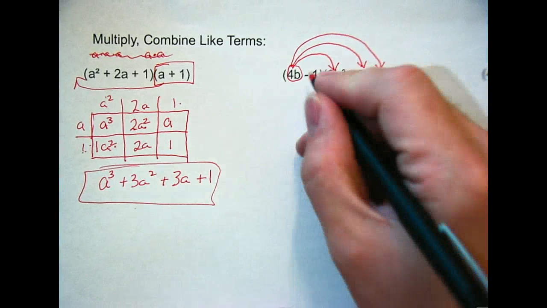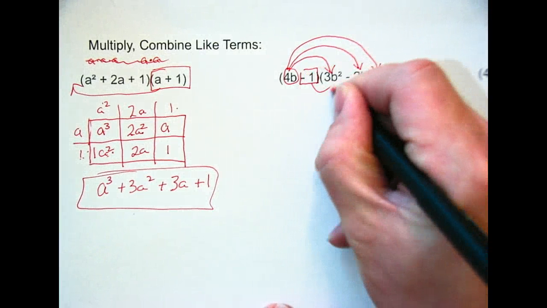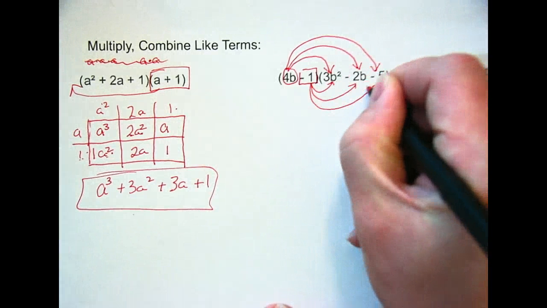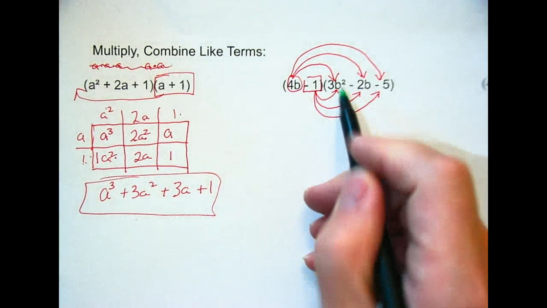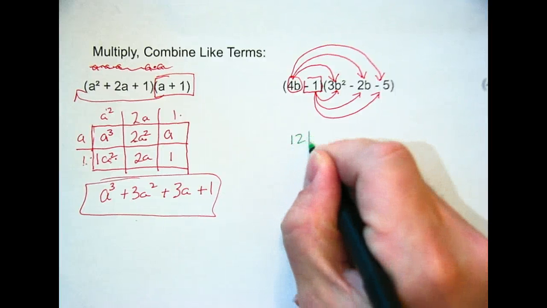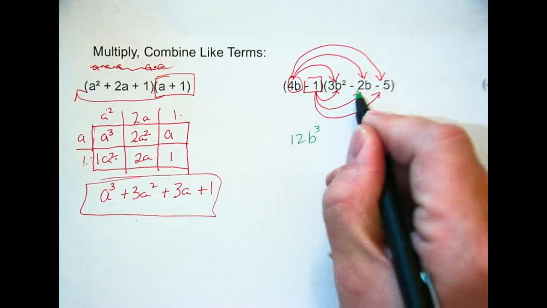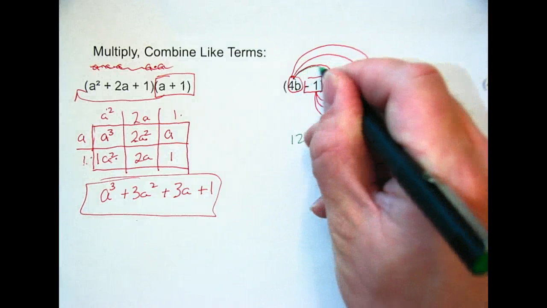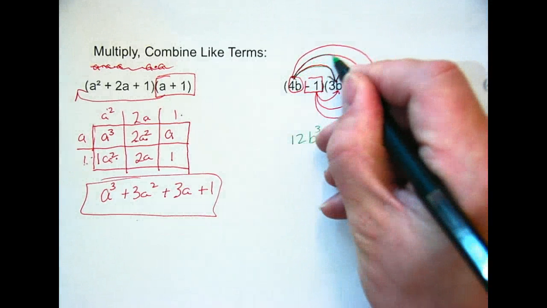Once you're done multiplying the 4b, you multiply each one of them by -1. So you have your 6 points. We have 4b times 3b squared is 12b cubed. And then 4b times -2b. So we went here, and now we're going to this one right here.